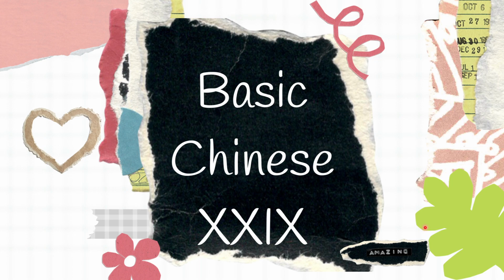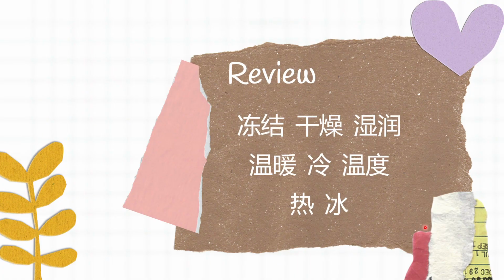And in this lesson, we will continue learning new vocabularies. But today's lesson will be very easy. Don't worry, guys. But before we start, let's review first what we learned in last lesson. So we have 冻结,干燥,湿润,温暖,冷,温度,热,冰. So if you guys still couldn't get it, please watch lesson 28 video again.